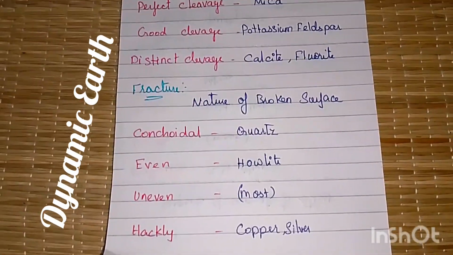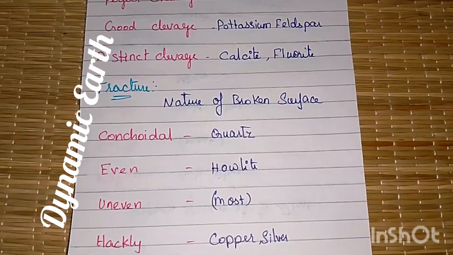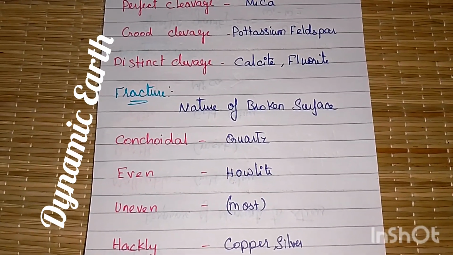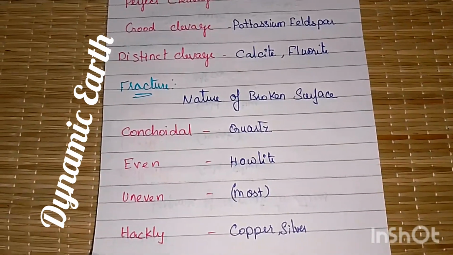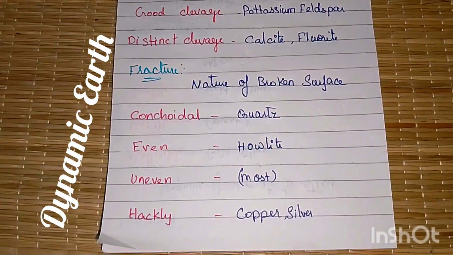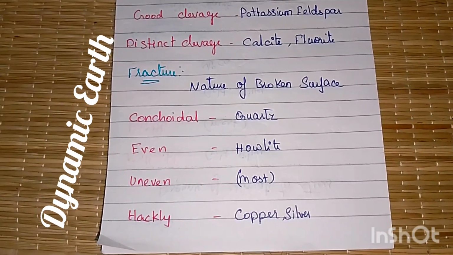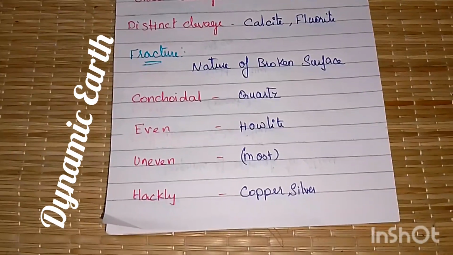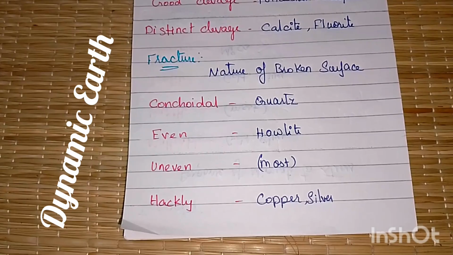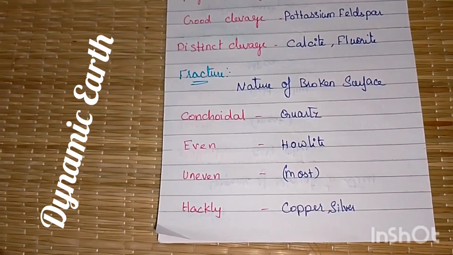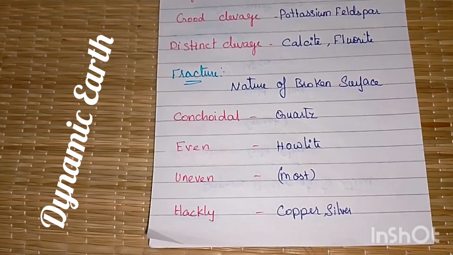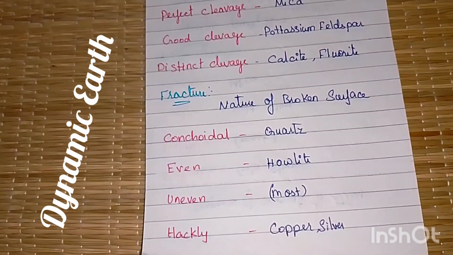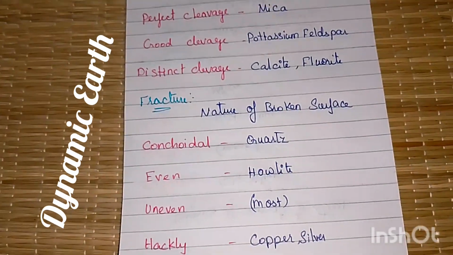Then fracture. The nature of the broken surface is called fracture. There are four fracture types. Conchoidal is a curved fracture surface. The examples are quartz and flint. Even fracture is when the fracture surface is nearly flat. Howlite is an example. Uneven is when the fracture surface is rough. Most minerals fall under the uneven type. And hackly is when the fracture surface contains sharp irregularities. Copper and silver are examples of this type of fracture.